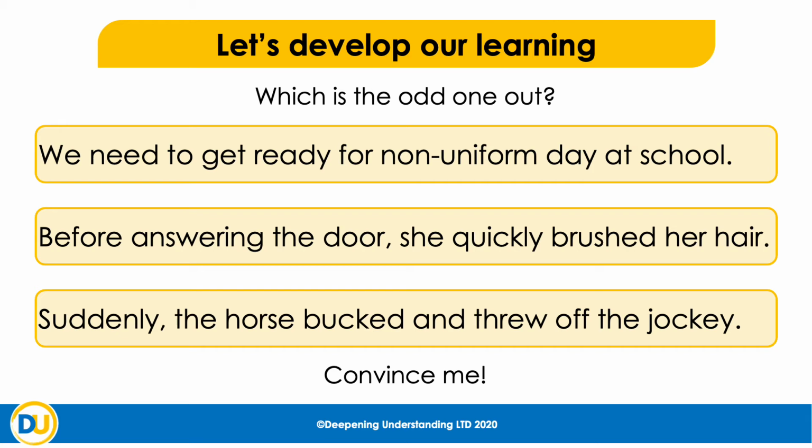So the first sentence, we need to get ready for non-uniform day at school. Before answering the door, she quickly brushed her hair. And then the last one, suddenly the horse bucked and threw off the jockey. Which one is the odd one out? I'll read them through once more and then pause the video.